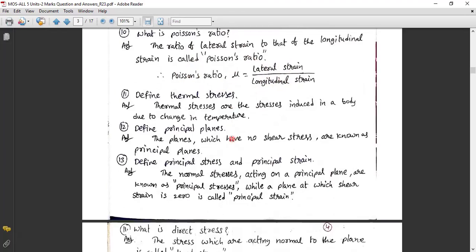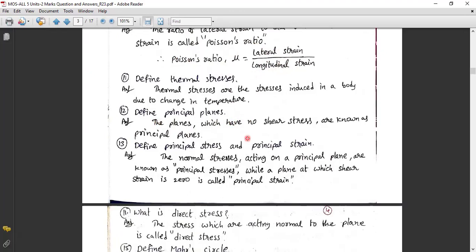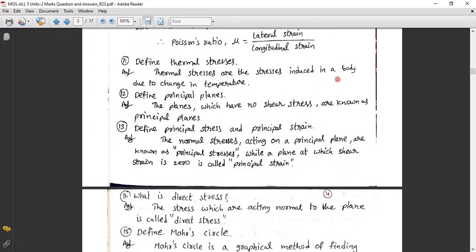The 11th question: define thermal stresses. What are thermal stresses? The name itself says any thermal activity in the body, if any temperature is given to the body, what is happening? It is freely expanding or it is not freely expanding. If it is freely expanding, not a problem, but if it is not freely expanding, then there exists a change in the body. So thermal stresses are the stresses induced in the body due to change in the temperature.